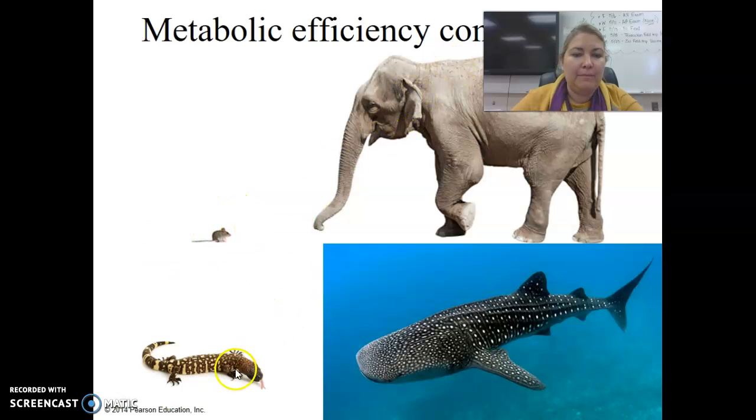If we're looking at two cold-blooded creatures, the larger creature, again, is going to be more efficient, but these are both going to be much more efficient than our two warm-blooded creatures. So if we were going to rank these 1, 2, 3, 4, the shark, because it's large and cold-blooded, will have the greatest efficiency, followed by this little gecko, followed by the elephant, followed by the mouse.